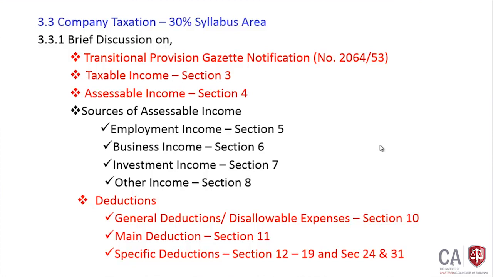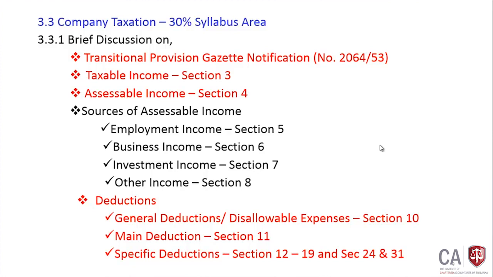The transitional provision, taxable income in section 3, assessable income in section 4, which has four sources of assessable income. But for the company, the employment income described in section 5 is not relevant for the resident company. Then these are the four sources of assessable income.